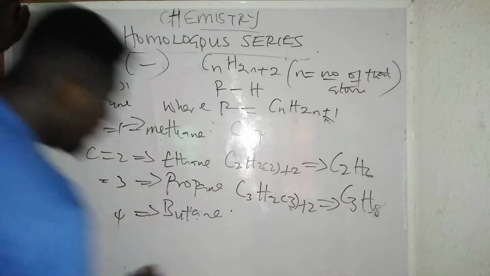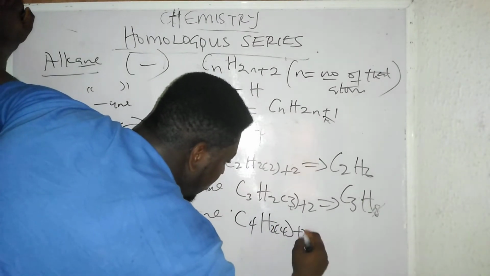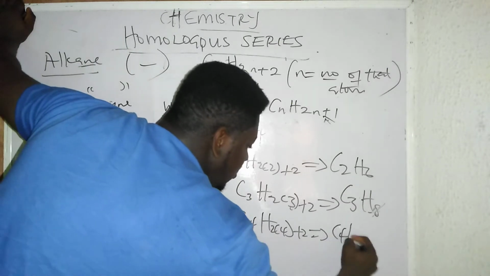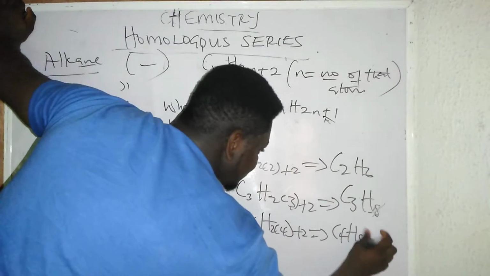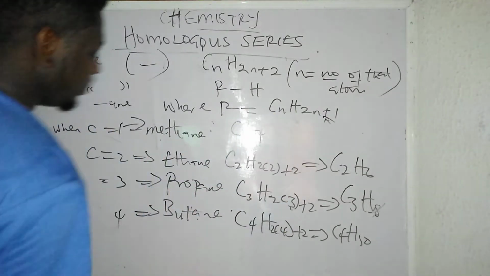And for butane, where carbon number is 4, we have 2 into bracket 4 plus 2. That will give us C4H10. Now, this is the rate at which it goes.